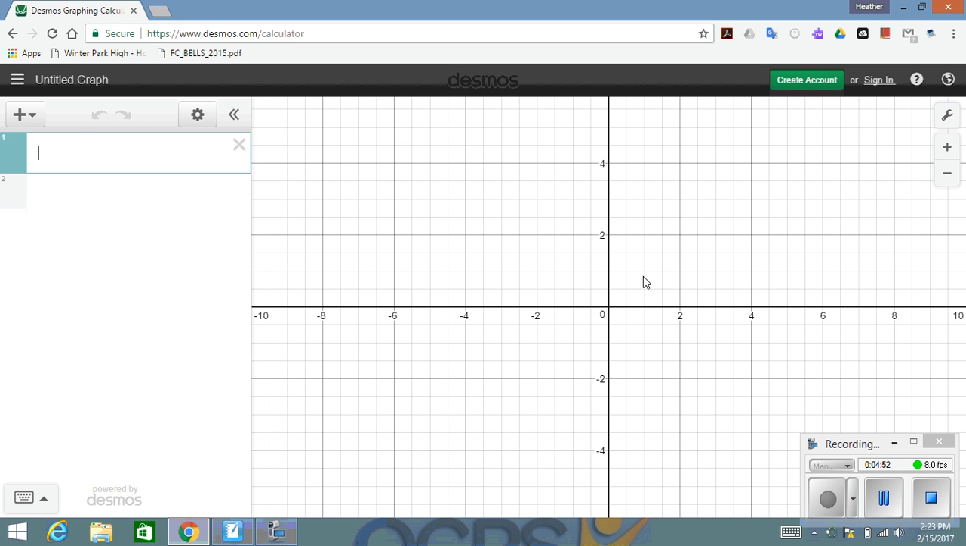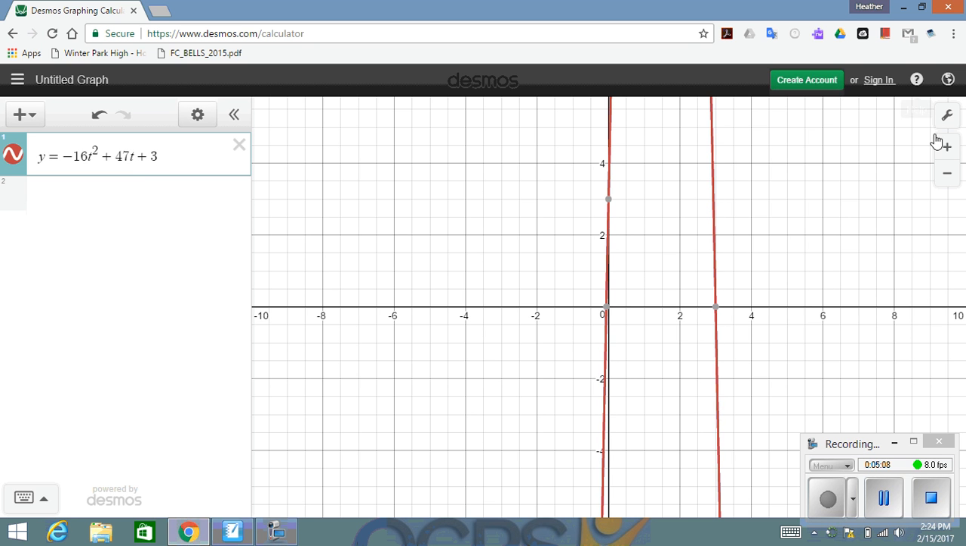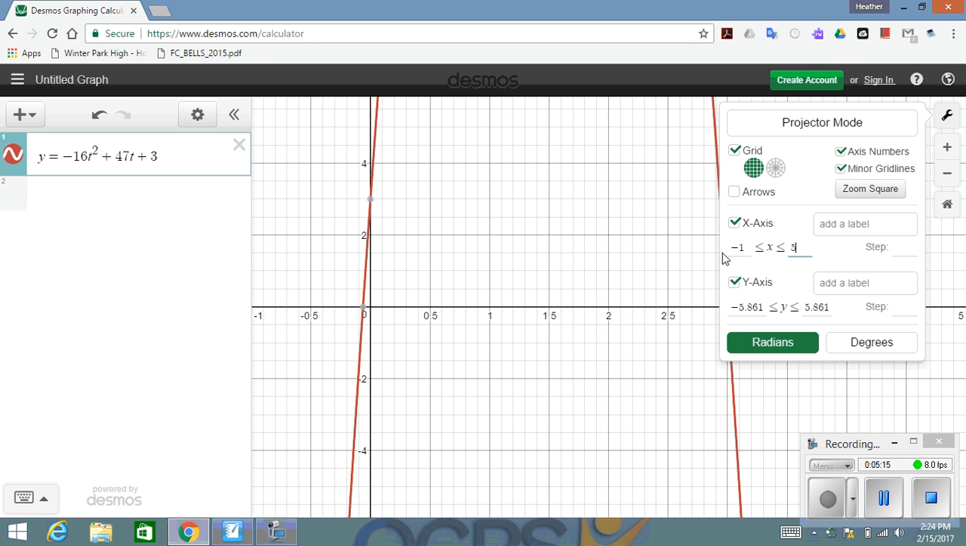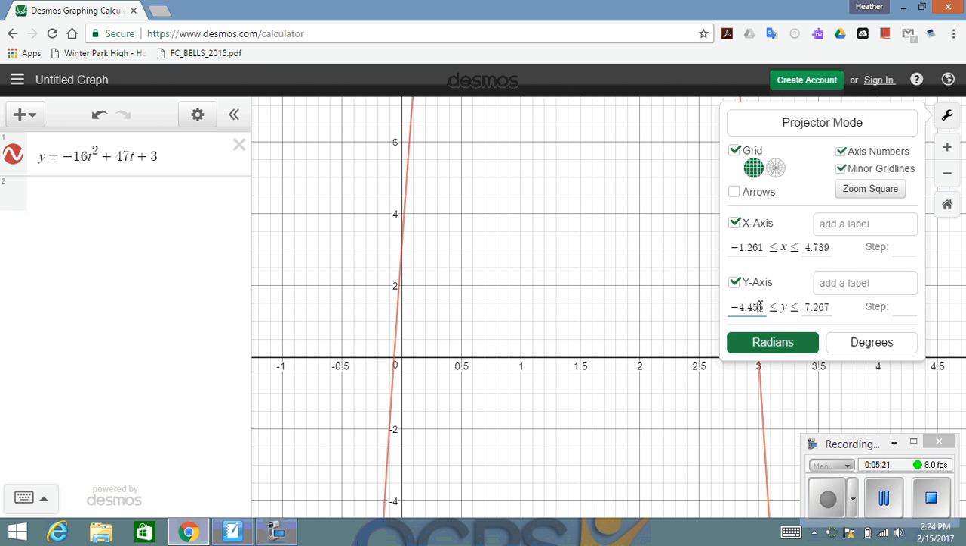So I am going to graph y equals -16t squared, I could have put an x in there if I wanted to, plus 47t plus 3. And I'm going to adjust my axis here to go just 1 to 5 and my y. So I'm just playing around with my grid here. Let's just go.